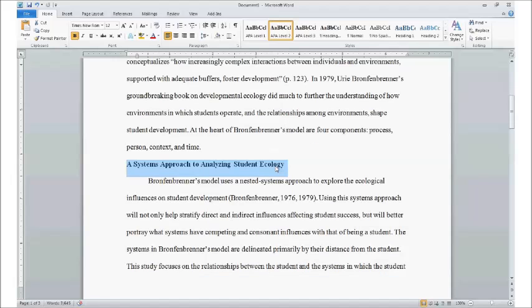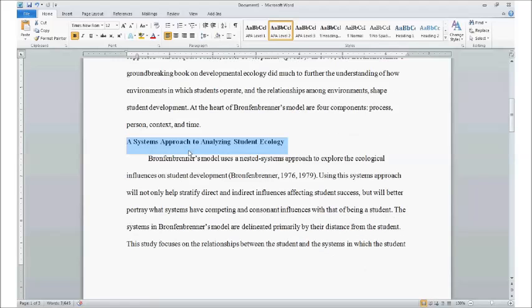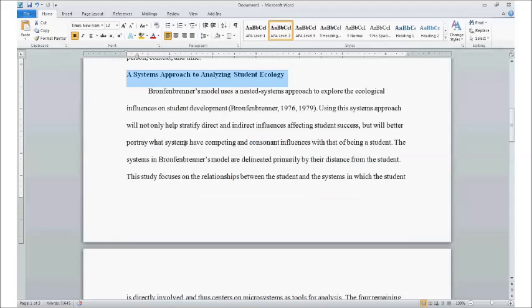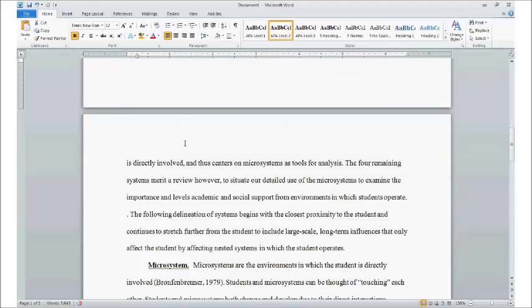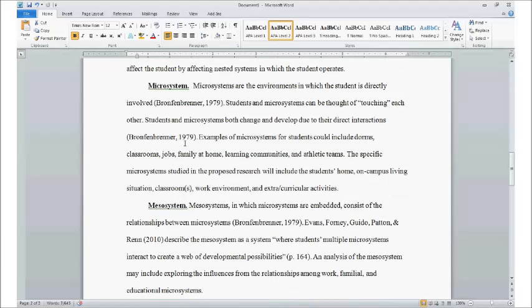Moving down, though, inside of this systems approach to analyzing student ecology are the microsystem, the mesosystem, and a few other systems that fit inside of there. But you can see this hierarchy playing out. These are level 3 subheadings, and they are indented, and they are bold, and you have a period at the end of them. Okay, so they fit a little bit tighter inside the paragraph, and they are again indented, as the others are left justified and centered.